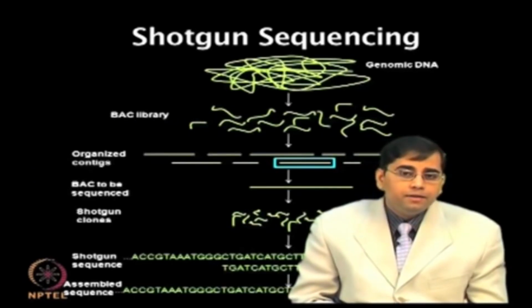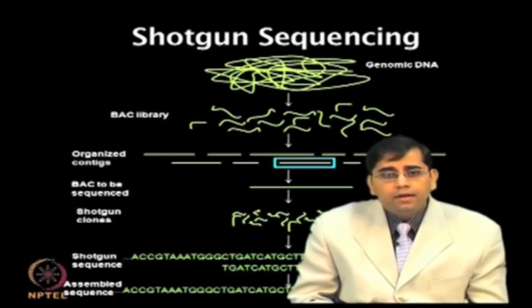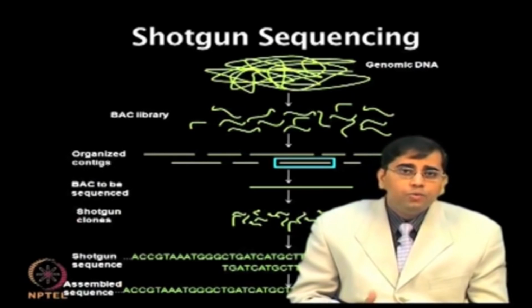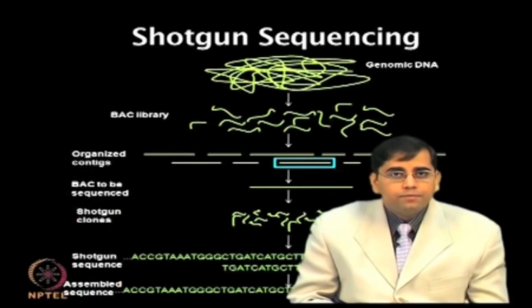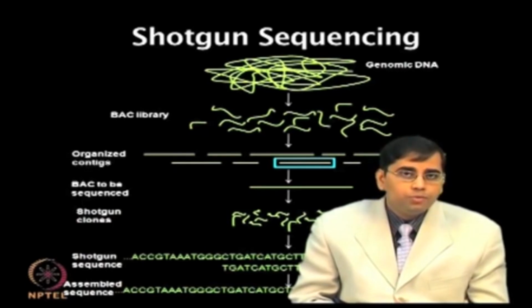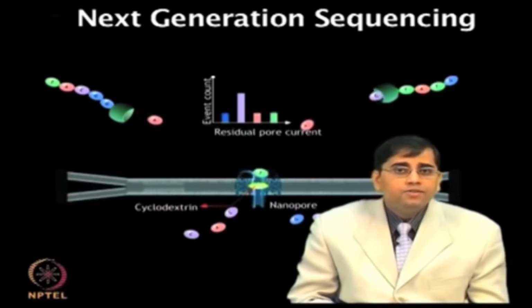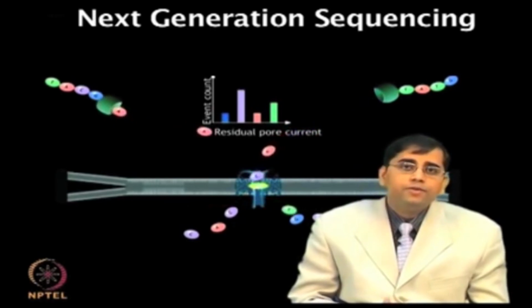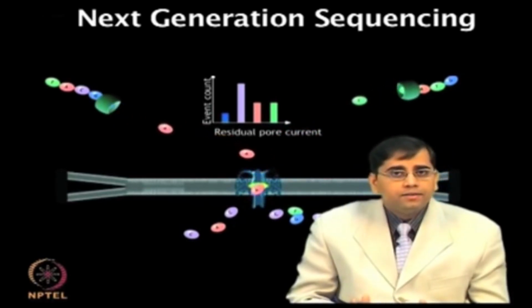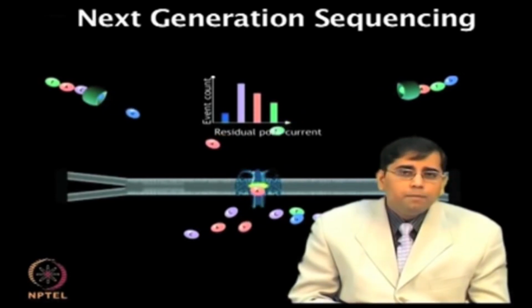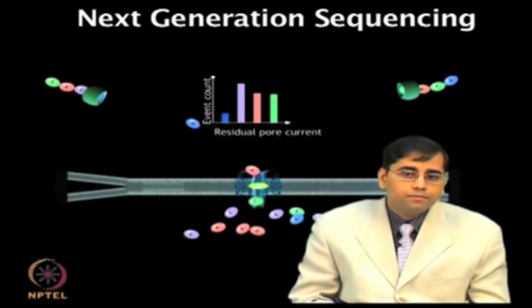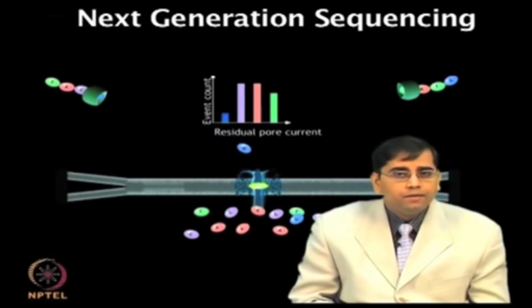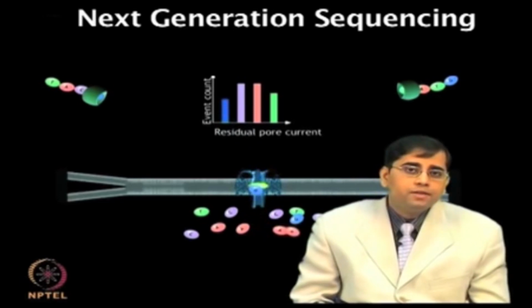From a genomic library, clones were isolated and ordered into a detailed physical map. Further, individual clones were sequenced by shotgun sequencing to provide the complete genome sequence. Recently, next generation sequencing (NGS) strategies have dramatically increased the pace of sequencing by several orders of magnitude. Next generation sequencing based on nanopore structures is known as nanopore sequencing.